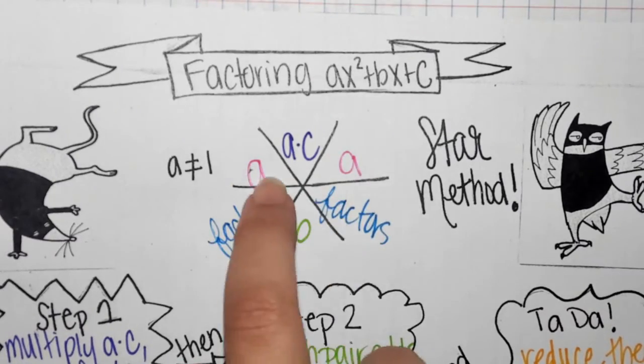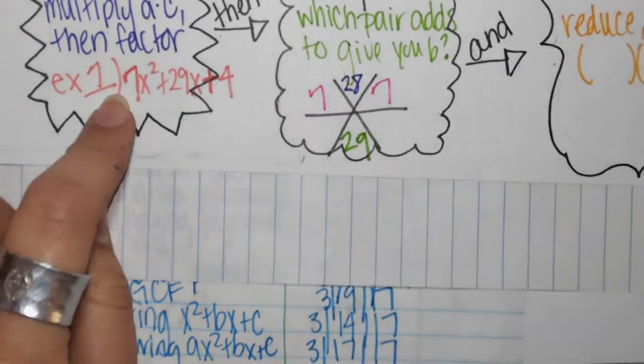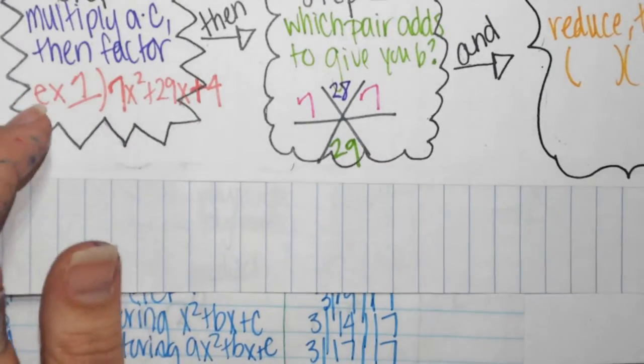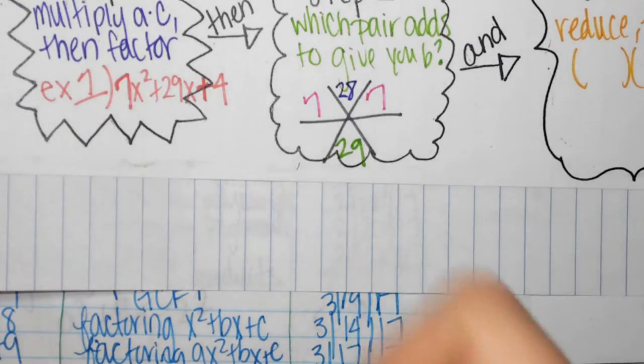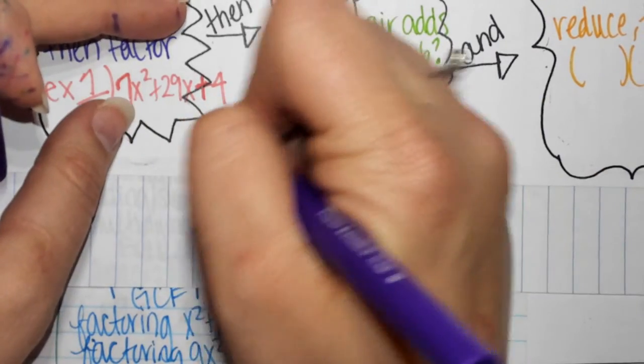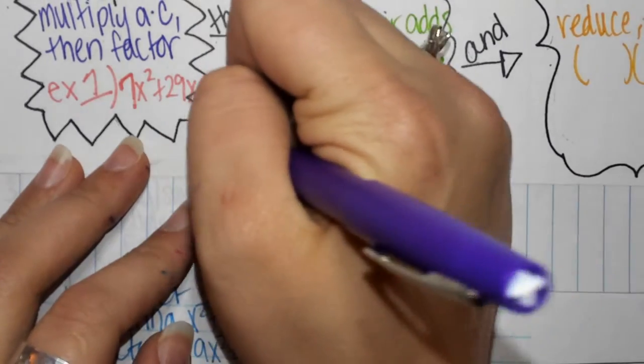Okay, it says A right here. So we write A up here. A is 7. All right, so now we need to find 2 numbers that multiply to give us 28 and add to give us 29. So let's make our factor T like we've been doing. What 2 numbers multiply to give you 28? 7 and 4.